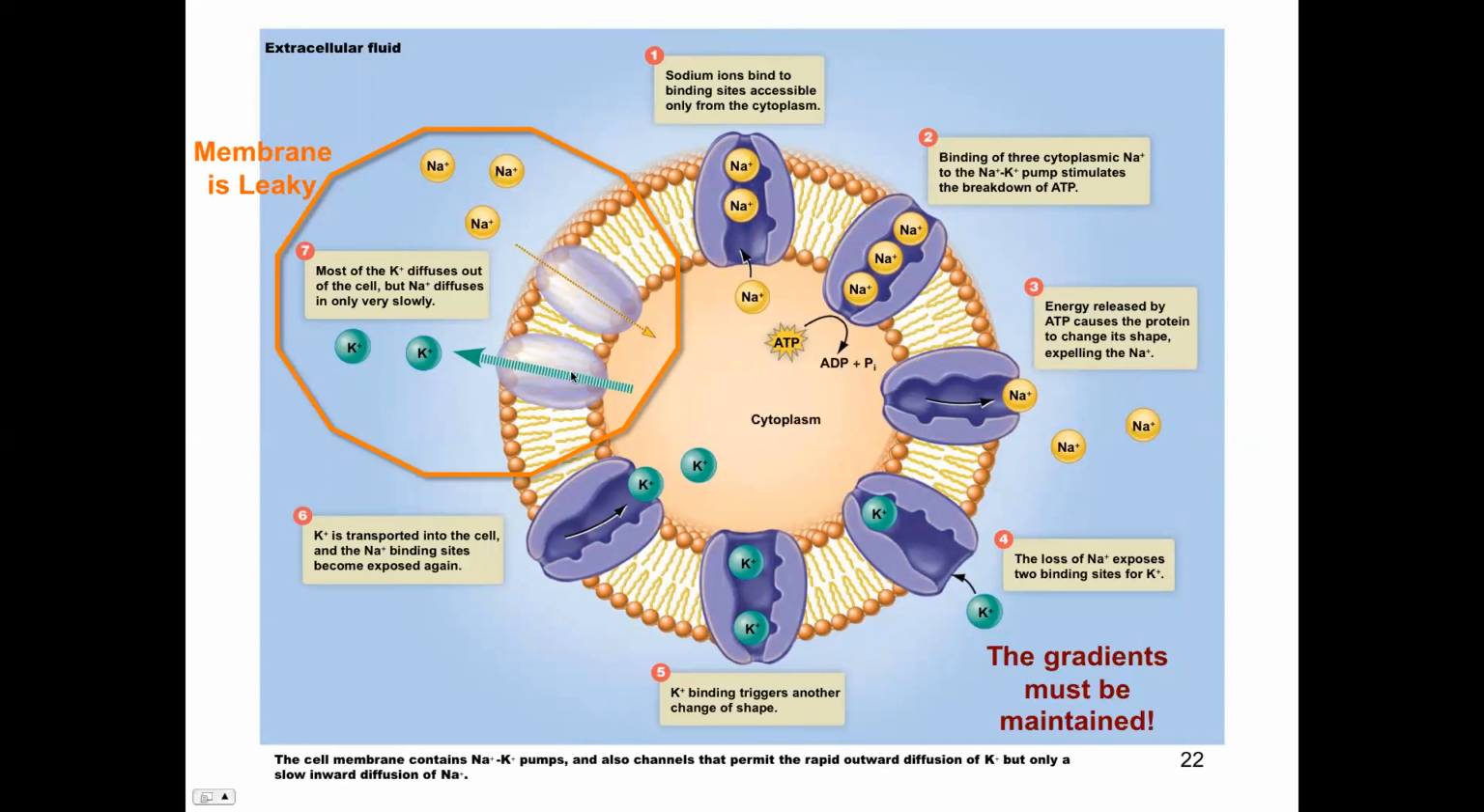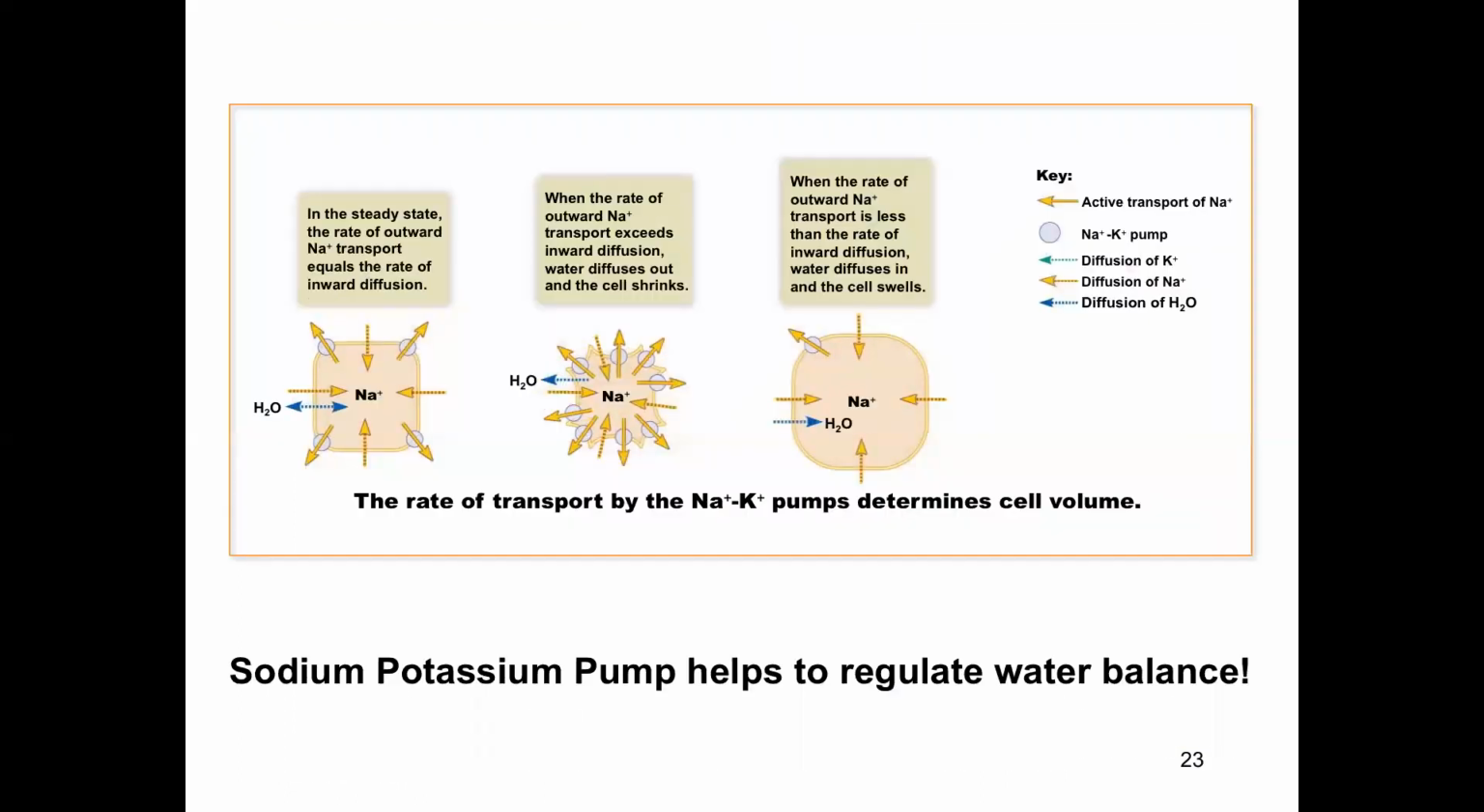But we need to maintain that gradient in the cell for many reasons. So the gradients must be maintained, and this is why the cell invests a lot of energy to maintain this, and as you'll see, why we need these gradients later on. Now, I'm giving you one example as to why we need it when it comes to osmosis. The other reason we need it is for nerve function and muscle function, but this idea of osmosis applies to all your cells.